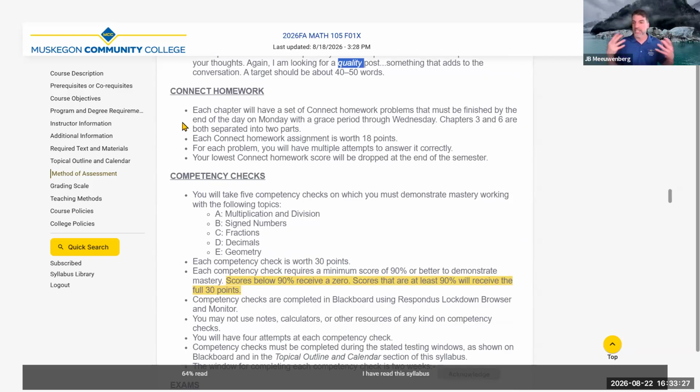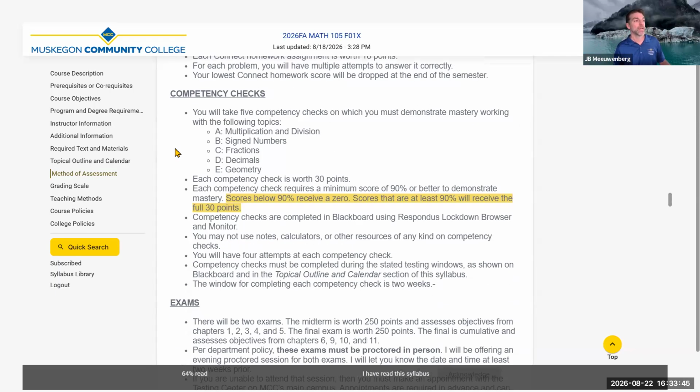Connect homework. This is practice problems. This is the homework. You get multiple chances to do the math and try it. Get stuck. Maybe ask for help. Go to the Brain Fuse tutoring. Stop in our tutoring center. Those are worth 18 points, and those are most weeks. You'll have one of those.